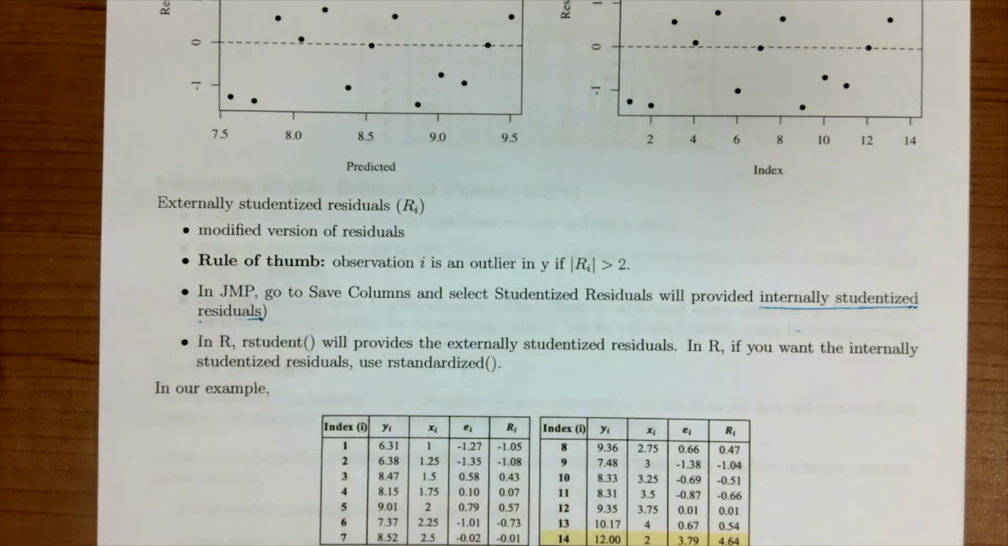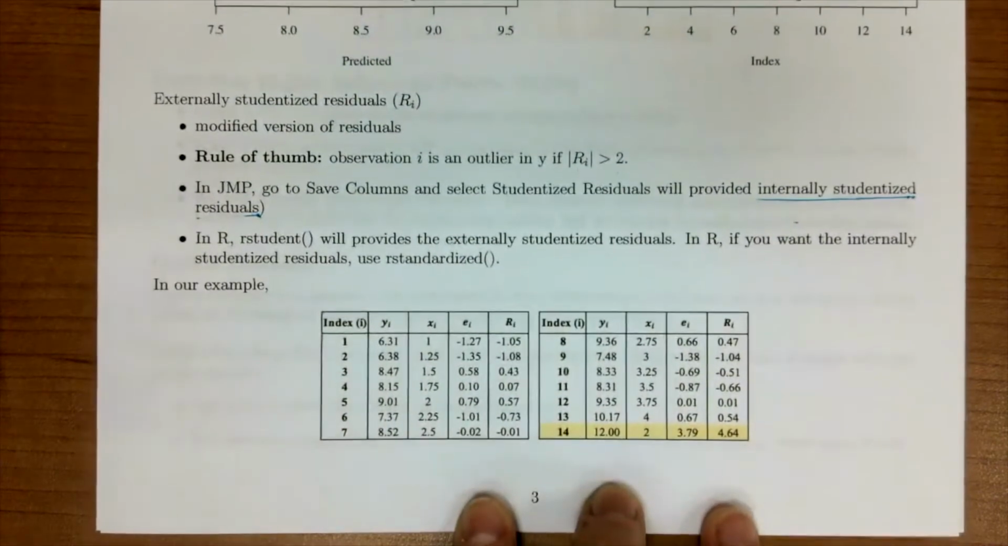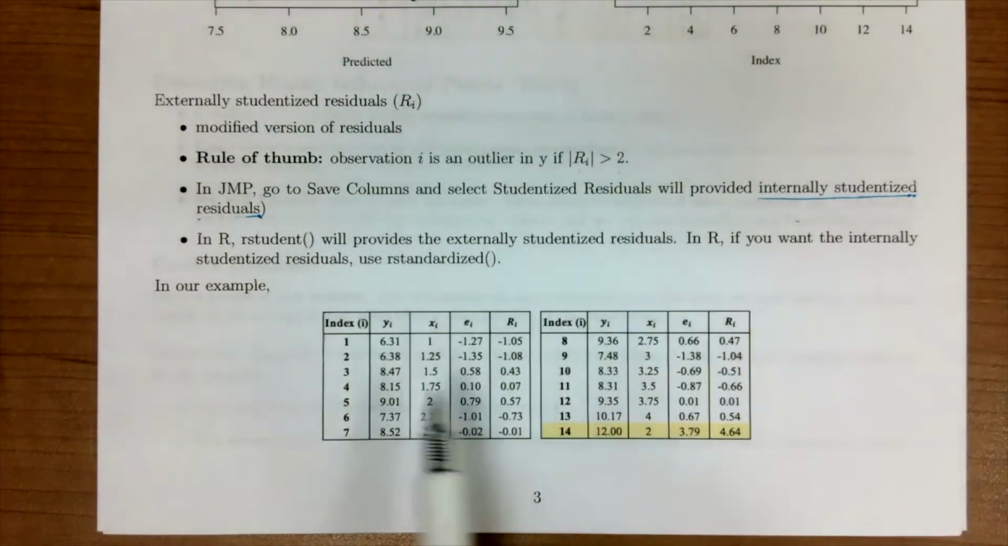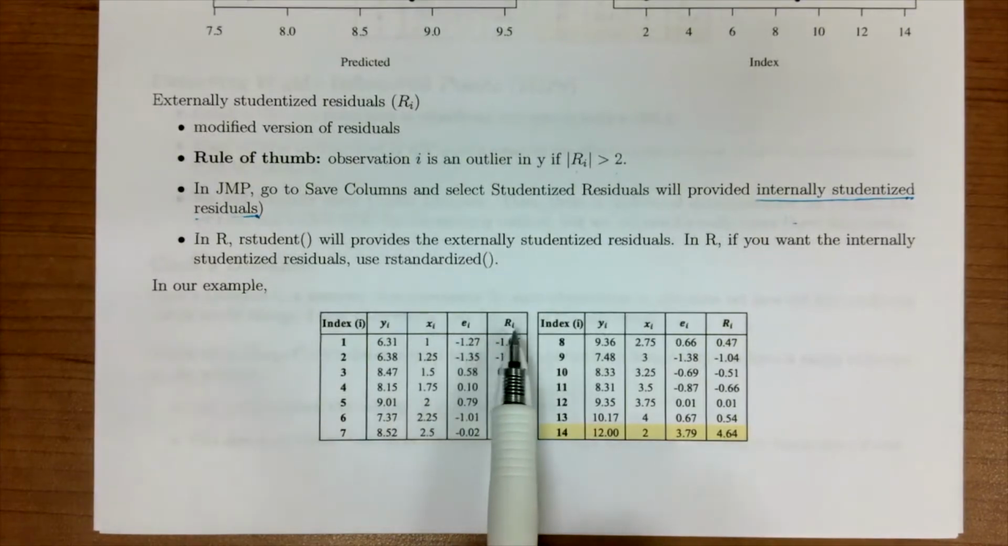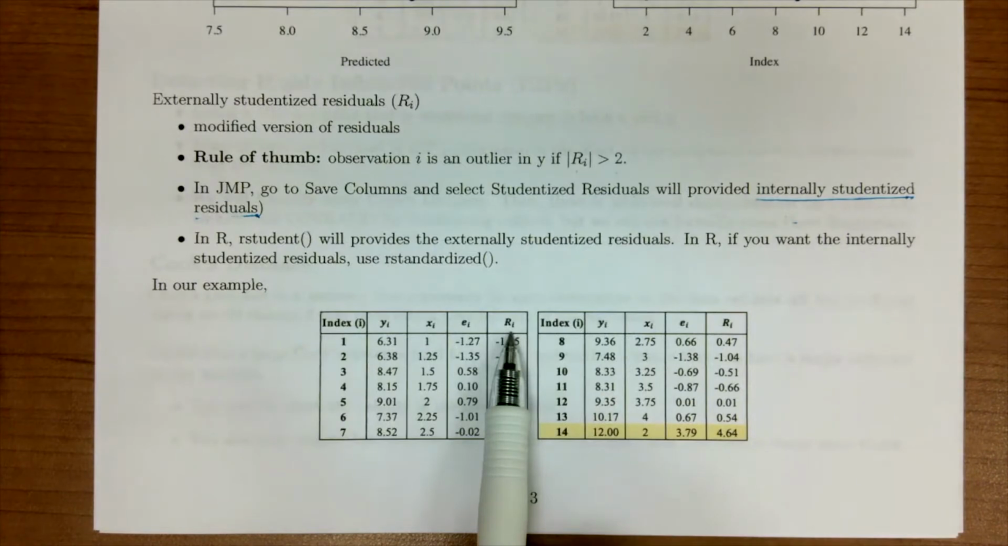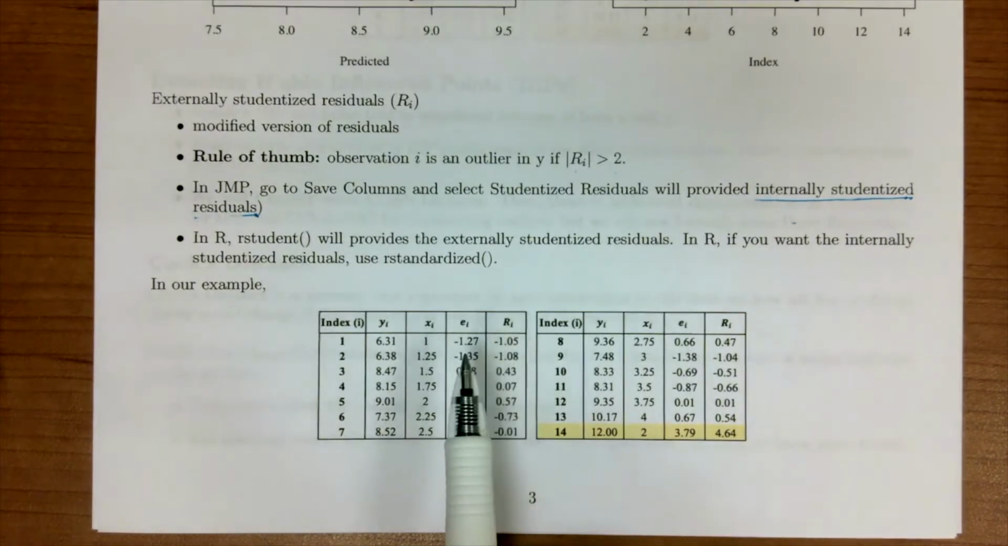Here's how you get it in JMP and R. Of course, I'm going to do a video for you guys. And then here, if you wanted a table, here's a table where we have our Y, our X, our residual, this is the raw, and then our capital R is our standardized or studentized residuals. In this class, I'm not going to make a big fuss. If you use either one, you should be close enough.